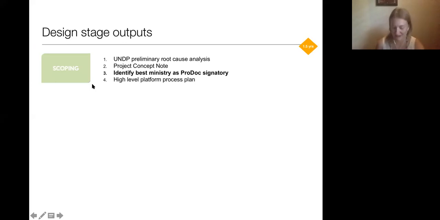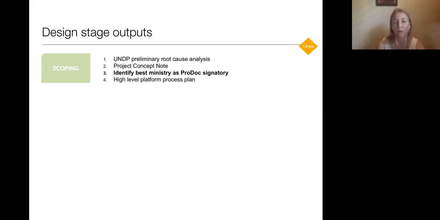So here we go. First of all, we have subdivided the design stage into the first bit, which is the scoping. So here we have the first one, which is UNDP preliminary root cause analysis. This assumes that UNDP is running the project. If it was WWF or Conservation International or another partner agency running the project, it would be them doing the preliminary root cause analysis.